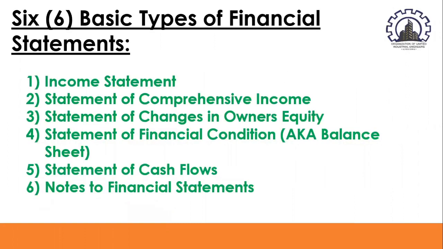Now, there are 6 basic types of financial statements. The first one is the income statement. Second is the statement of comprehensive income. Third, we have the statement of changes in owner's equity. Fourth, we have the statement of financial condition, also known as the balance sheet. Fifth, we have the statement of cash flows. And finally, we have notes to financial statements. Now, in order for us to better understand each of these basic types of financial statements, we will discuss them one by one, starting with the income statement.